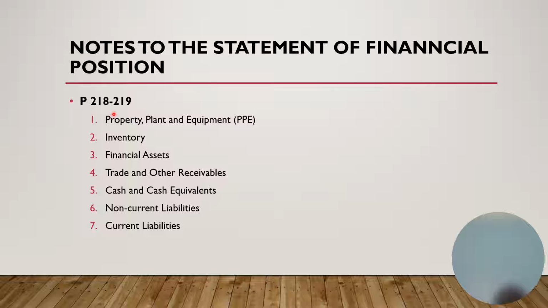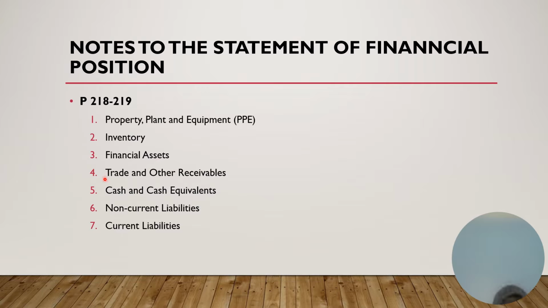You can check that in your textbook on pages 218 to 219. We have notes for property, plant and equipment, which we call PPE. We also have the note for inventory. Note number 3, financial assets. Your financial assets will be something like your fixed deposit or investments. An investment is an asset, but a financial asset. Your fixed deposit is an asset, but a financial asset.